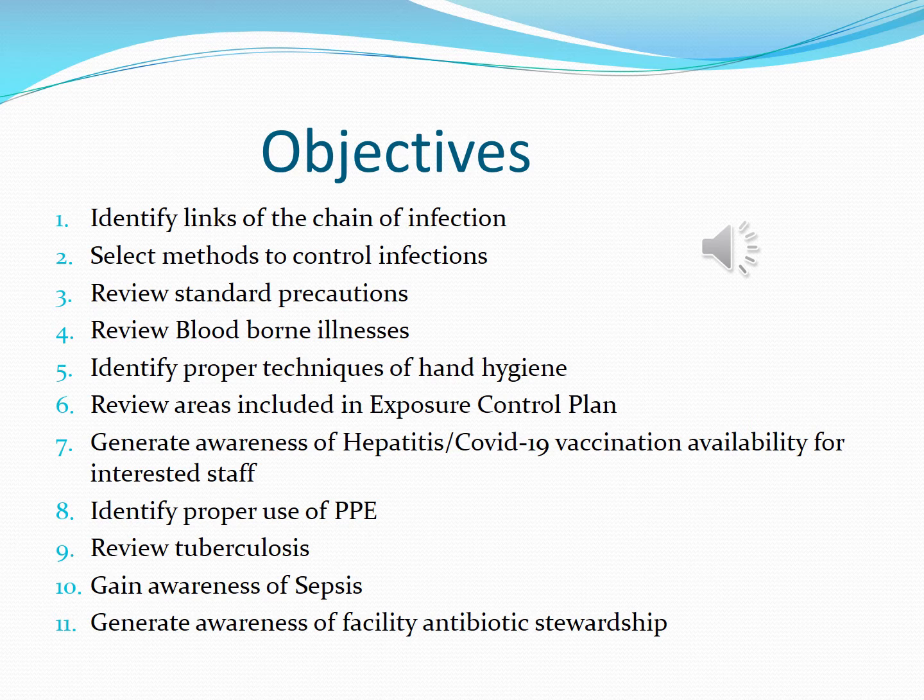Identify proper techniques of hand hygiene. Review areas included in exposure control plan. Generate awareness of hepatitis and COVID-19 vaccination availability for interested staff. Identify proper use of PPE. Review tuberculosis. Gain awareness of sepsis. Generate awareness of facility antibiotic stewardship.